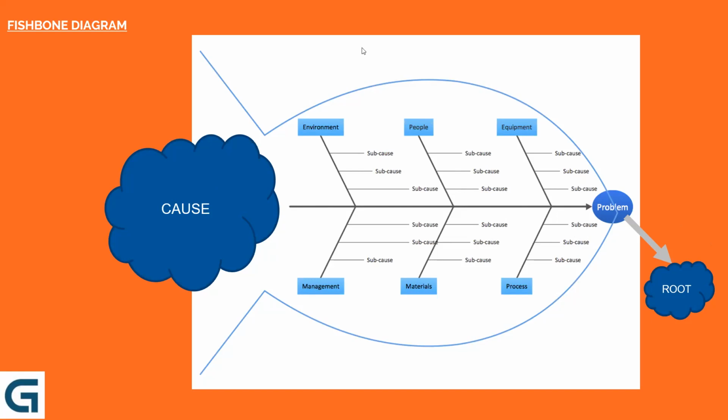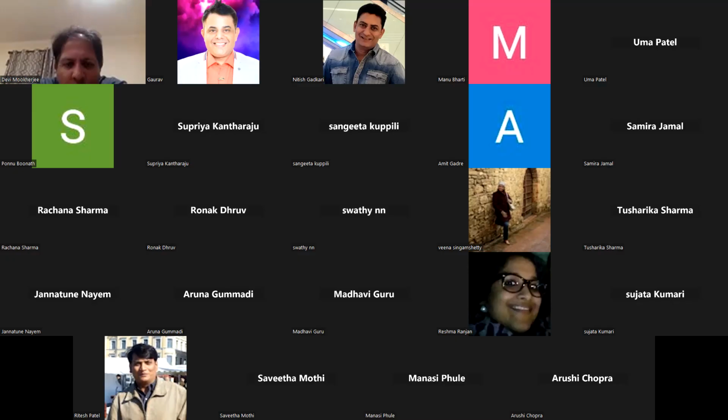Yes, sir. And this is required when the problem is there. It is brainstorming, correct? Yes, to identify the possible causes. There are multiple methods by which you can identify the root cause. One of the methods is the fishbone diagram, which is a business analysis model. Got it? Yes, sir.